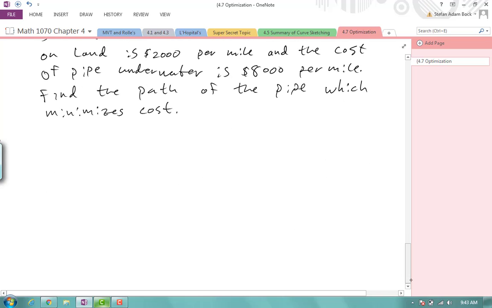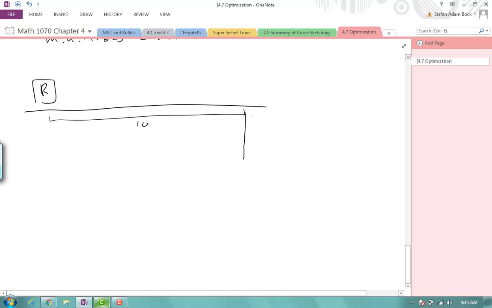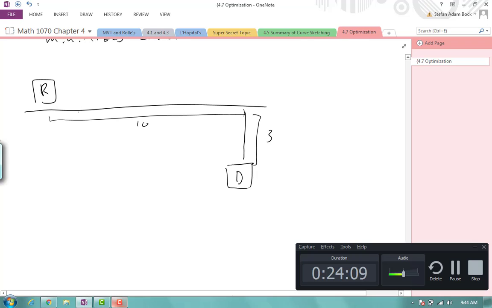So we should draw a picture always to start with. We'll have the refinery here, and then 10 miles down the shore, and 3 miles out to sea is the drilling rig. Now, you might be tempted to say, well, the shortest distance between 2 points is a straight line. And yeah, sure it is.